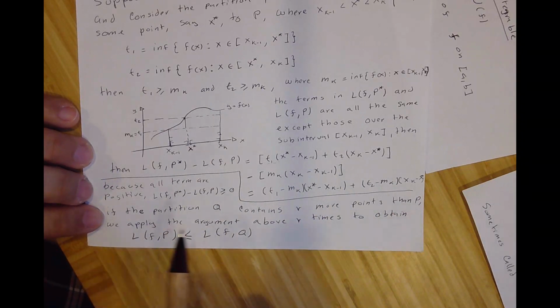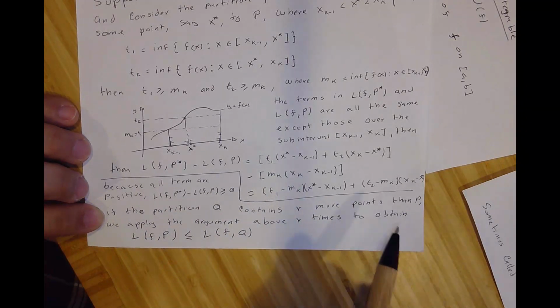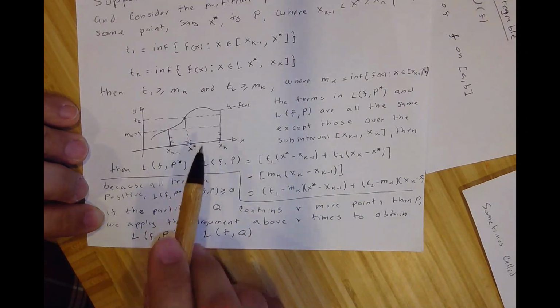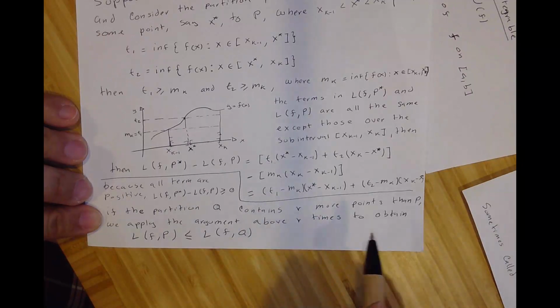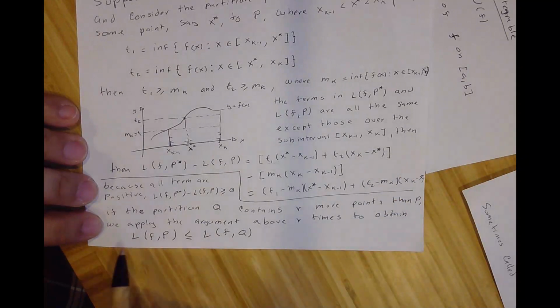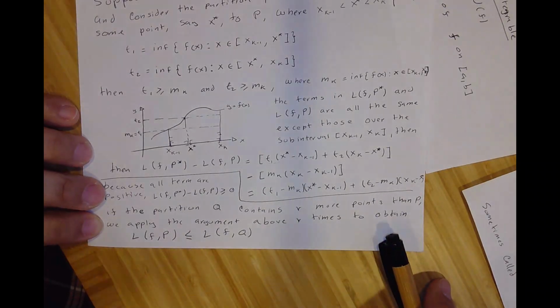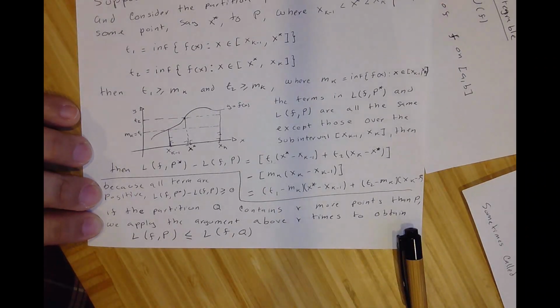If the partition Q contains more points, so that it is not just x star, we can apply the same argument again for everything. So we will have basically the proof that the lower sum of partition P is less than or equal to the lower sum of partition Q. The idea is that they may be equal at some point.